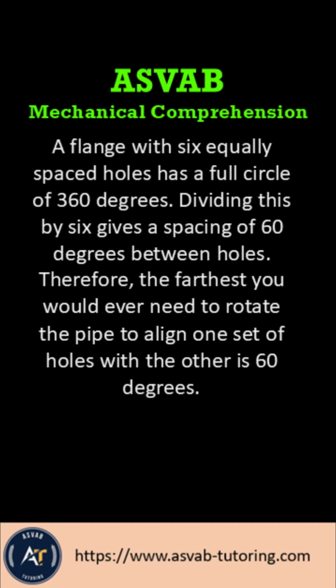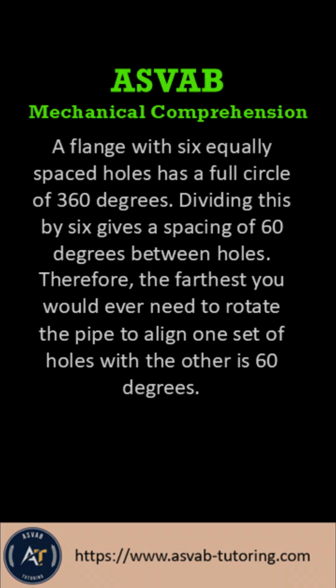A flange with 6 equally spaced holes has a full circle of 360 degrees. Dividing this by 6 gives a spacing of 60 degrees between holes. Therefore, the farthest you would ever need to rotate the pipe to align one set of holes with the other is 60 degrees.